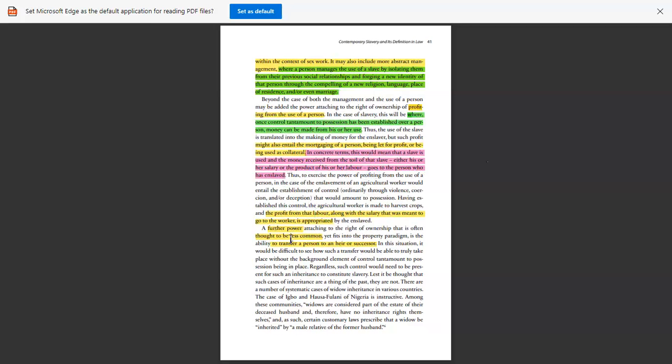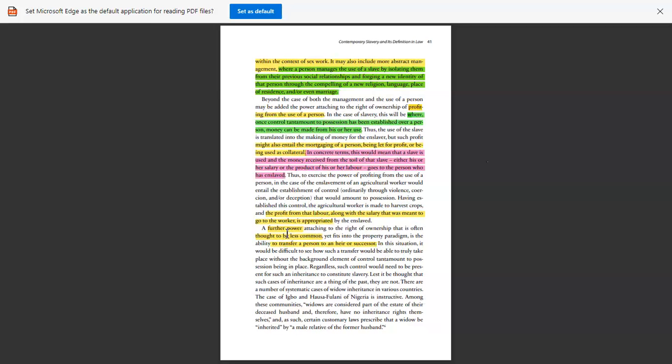A further power, thought to be less common, is to transfer a person to an heir or successor. Is this not the same thing that's happening when a court, which is again a representative of the state, an instrumentality of the state, thus a person, is able to transfer a person to a successor or somebody else? Is this not what happens when children become wards of the court and then eventually get placed back into custody? Custody is a word for control or possession, not ownership.